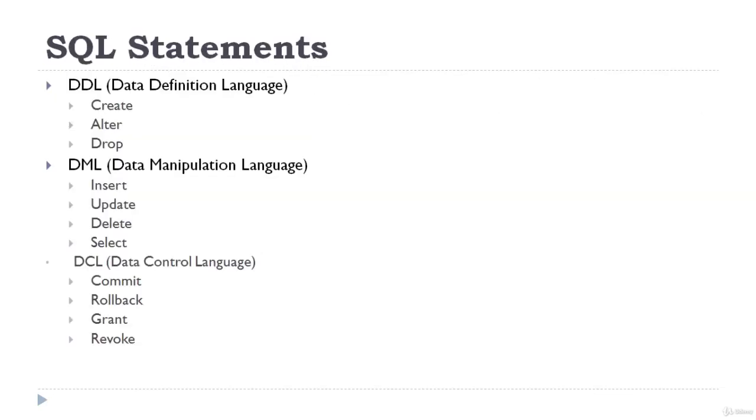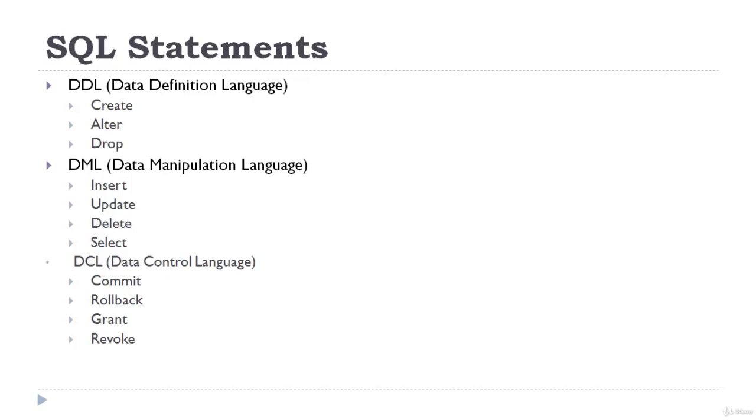SQL statements are broadly classified into three types, and these are data definition language, data manipulation language and data control language. In data definition language, we have three statements, that is create, alter and drop. Create is used to create the schema or tables, alter is used to change the structure of tables and drop is used to drop the structure of a table. The data manipulation is performed by data manipulation statements, and these are insert, update, delete and select. Insert is used to insert the data into the database. The update statement is used to make modifications in the database. Delete is used to delete the rows or data from the table, while the select statement is used to retrieve the data from the database.